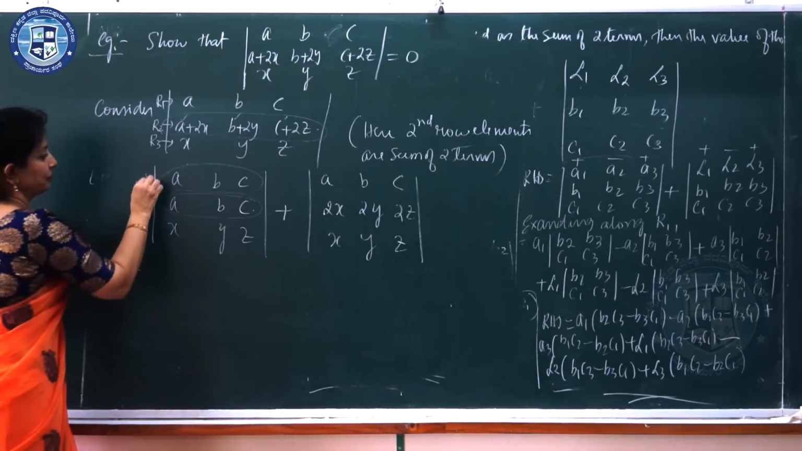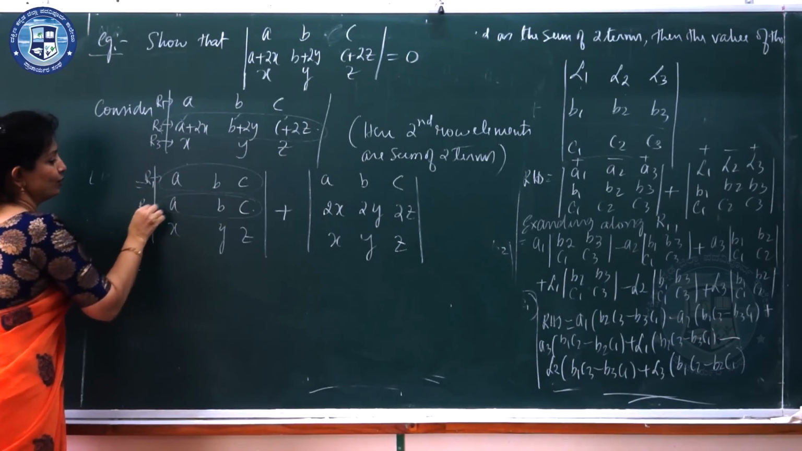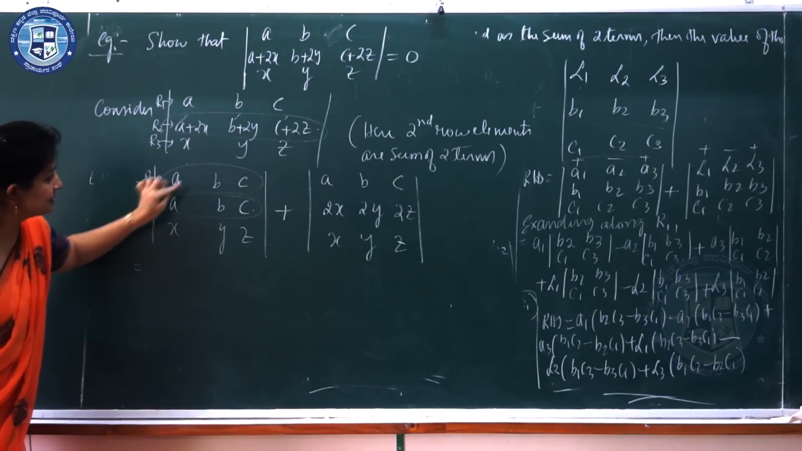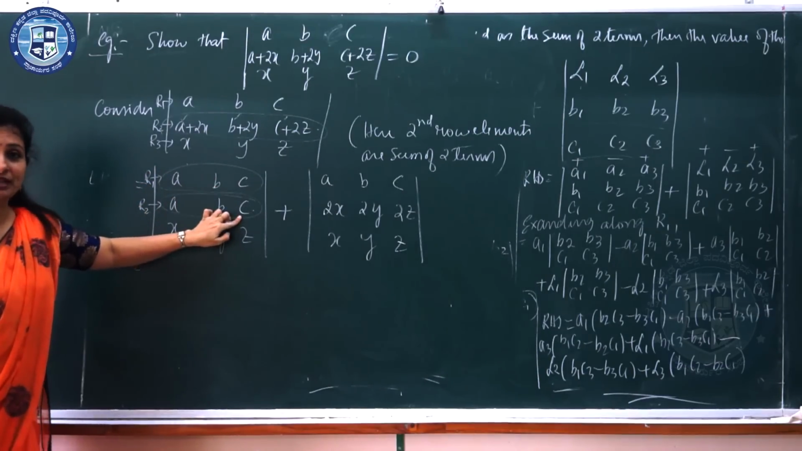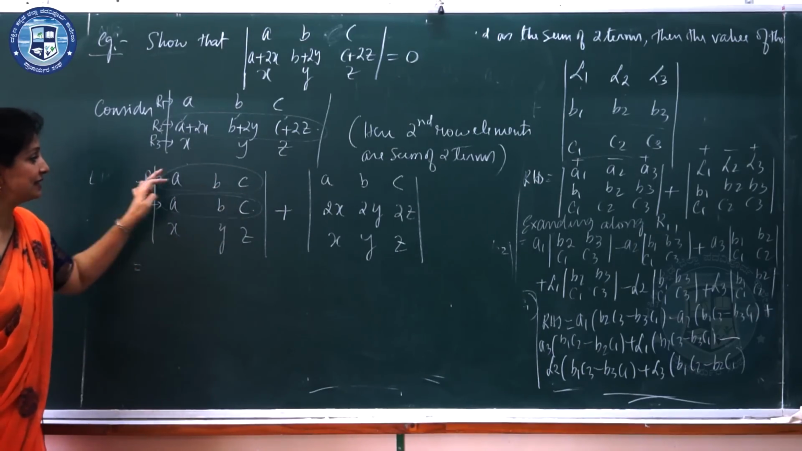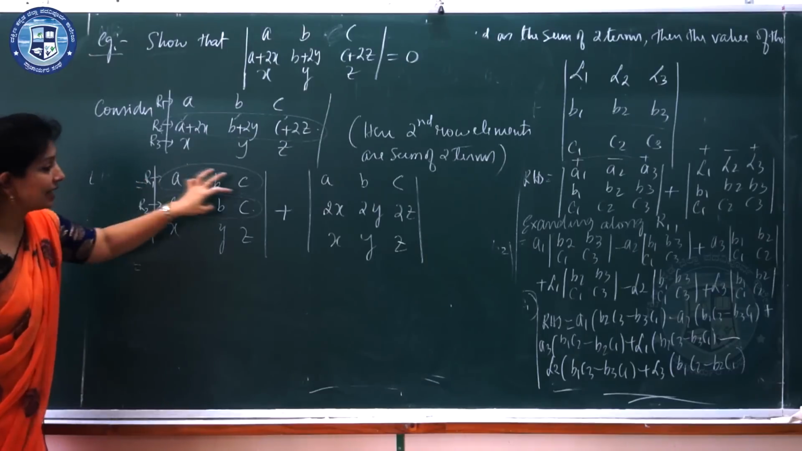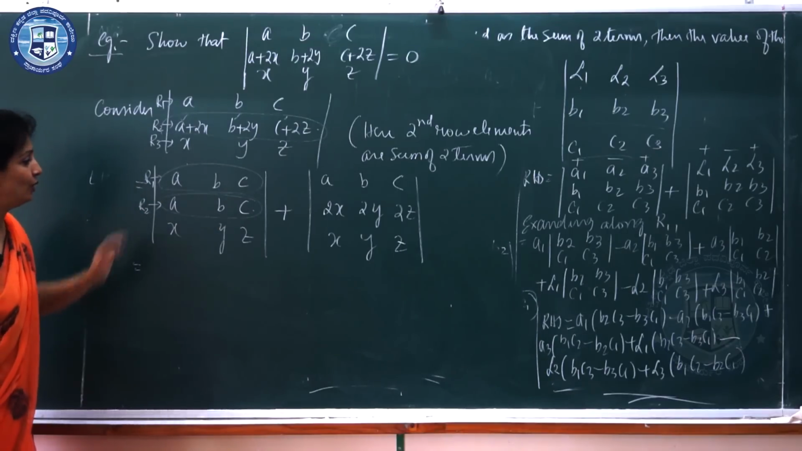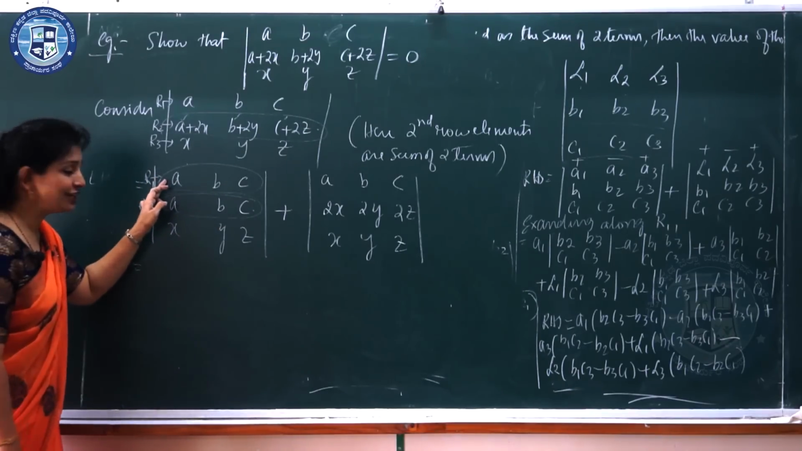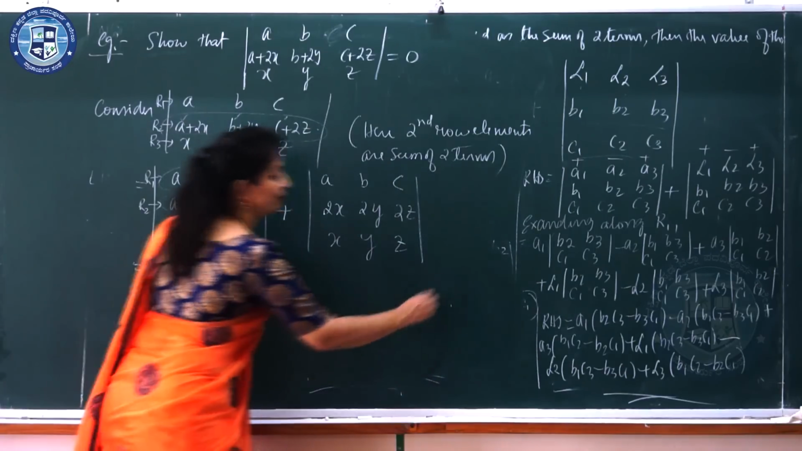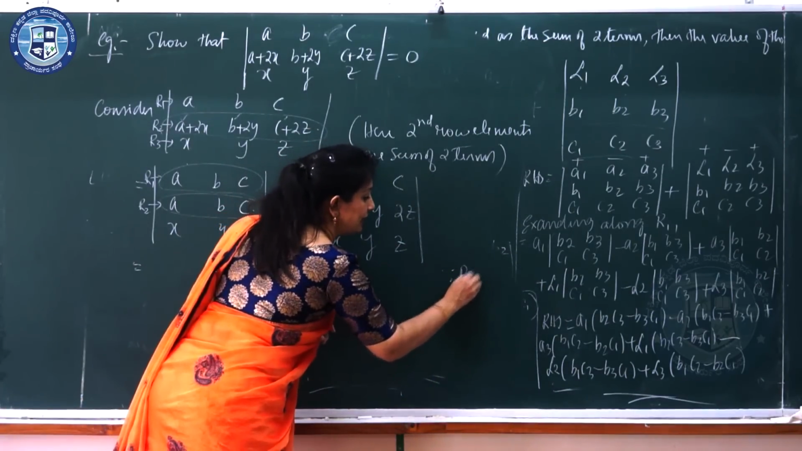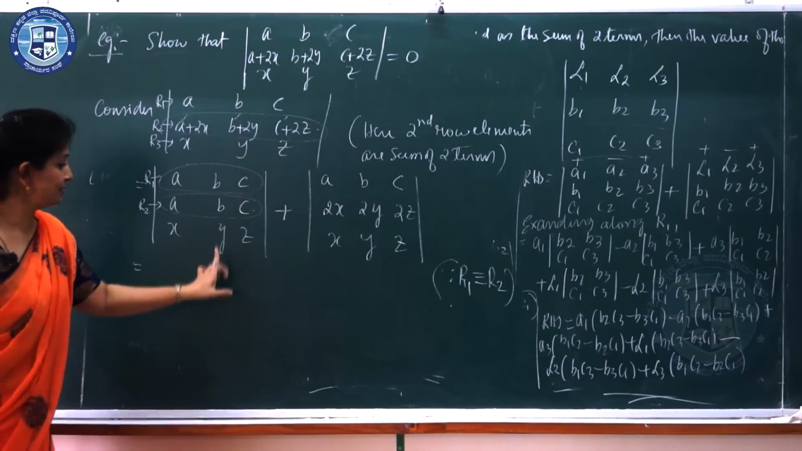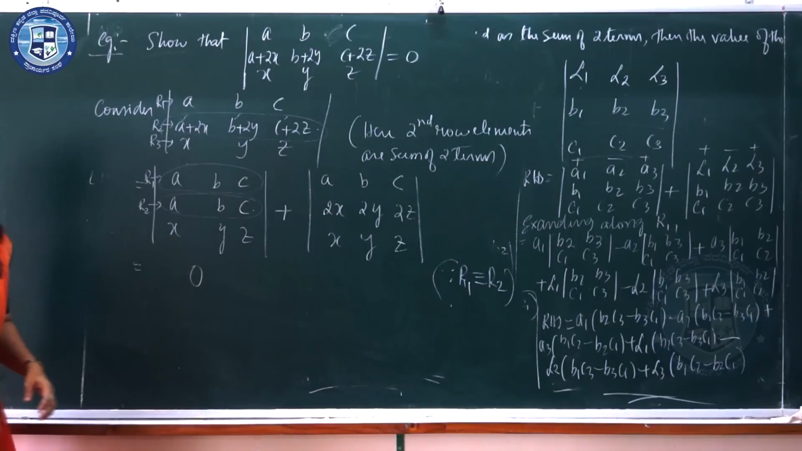R1, row 1. Here this is row 1, this is row 2. Row 1 and row 2 elements, if you observe, are identical. Our property states that if two rows are identical, the value of the determinant is 0. So here, since R1 is identical to R2, the first determinant turns to 0. This is 0.